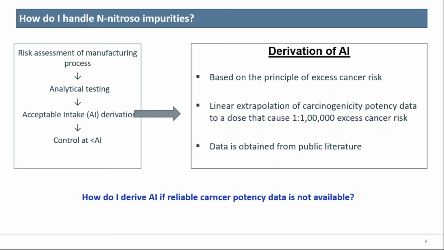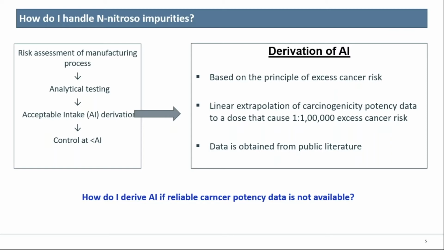As per ICH-M7, for pharmaceuticals, cancer incidence of 1 in 1 lakh population exposed is considered acceptable. And this is done by linear extrapolation of cancer potency data, extrapolated downwards to a dose that's not going to increase the cancer risk more than 1 in 1 lakh. And this cancer potency data is obtained from public literature.